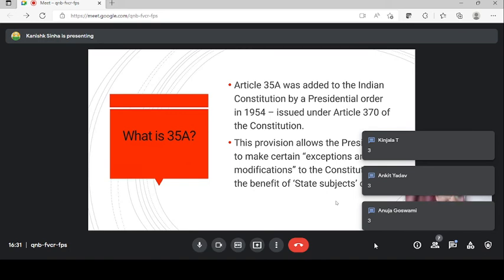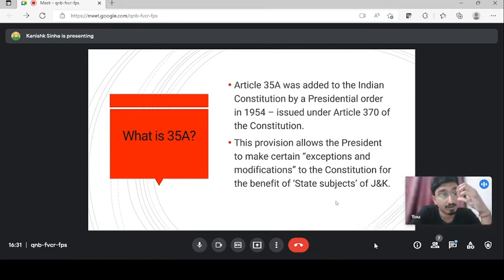So Article 35A is the special power of the Presidential Order in 1954, which gives special power to the state of Jammu and Kashmir, with an exception to the Constitution of India. This is what you must know: Article 35A is the special power given to Jammu and Kashmir, making an exception to our own Constitution of India. Next slide.